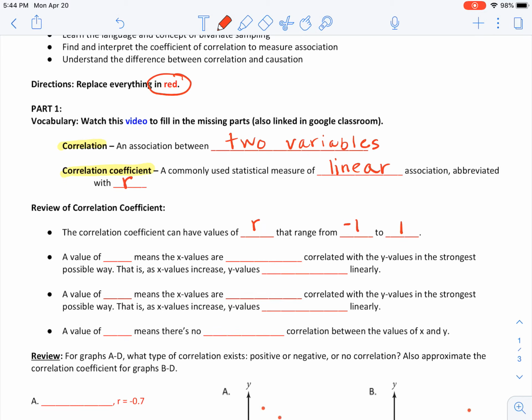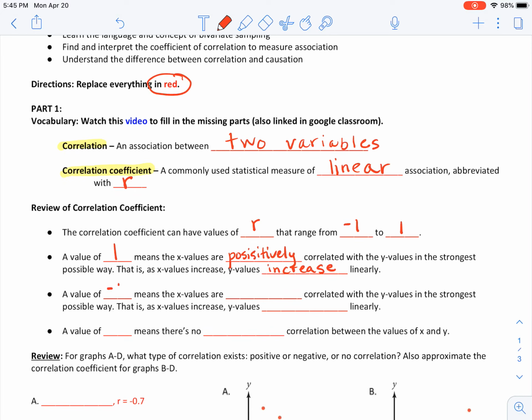If we have a value of +1, that means the x values are positively correlated with the y values in the strongest possible way. So that's the strongest that you can have. It's in a line. That is, as the x values increase, the y values increase as well.